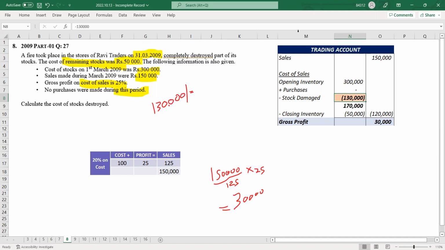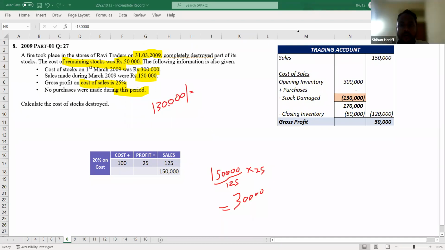Okay. Any doubts? Did you understand? Can I get a feedback? Did you understand up to now? This is how you get the questions in the paper.